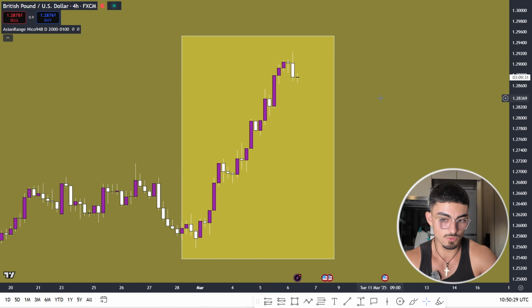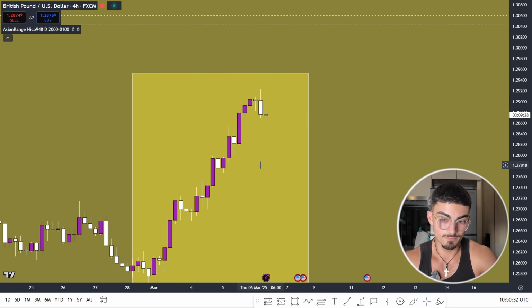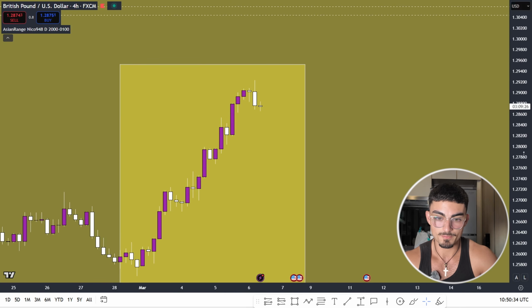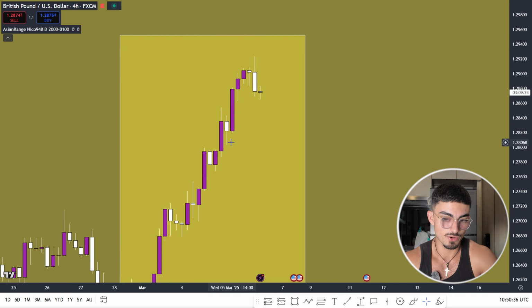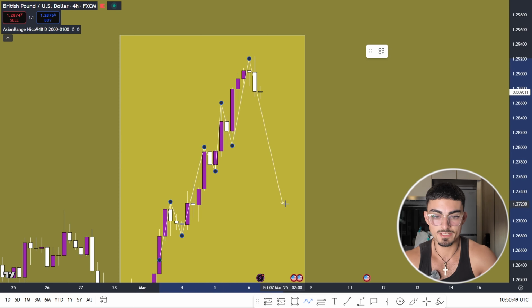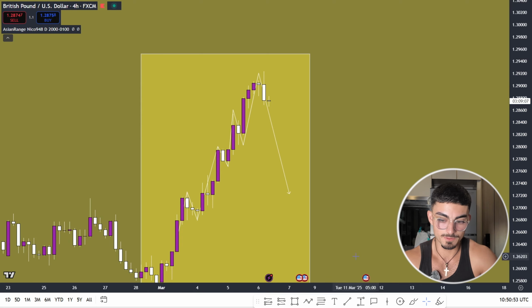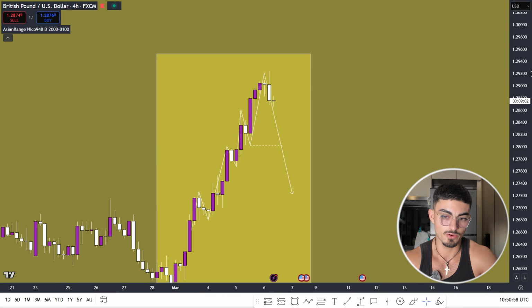Now, for this example, the change of character is very tricky to spot because the pullbacks it's having are very small. For example, we came up to here, we pulled back to here, we came up to here, we had a tiny pullback, and then a tiny pullback here, and then a move up here. So if I was going to consider sells at all, I would need to see a 4 hour change of character close below this level right here, okay?